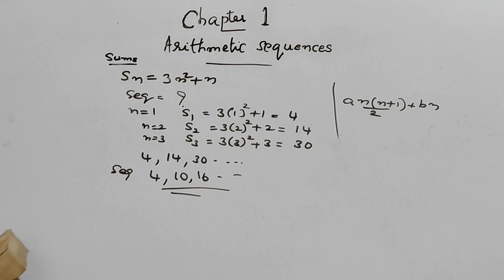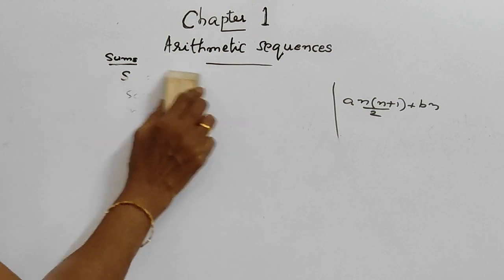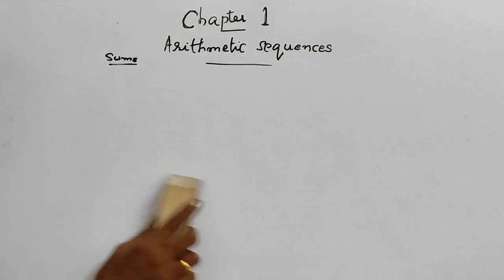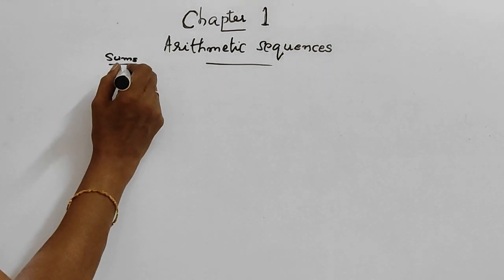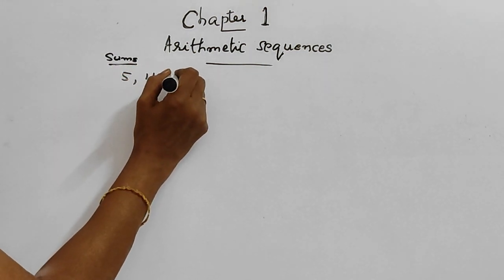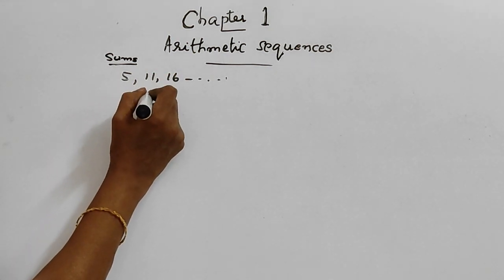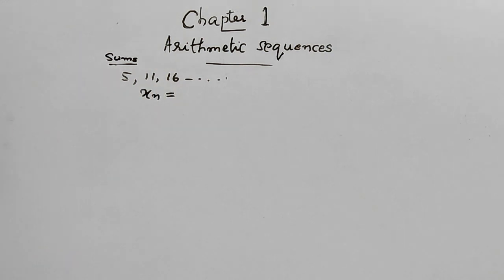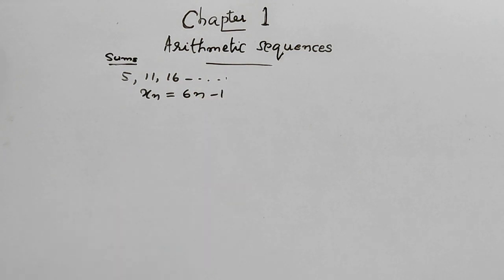Now consider another example. Consider the sequence 5, 11, 16, and so on. Here we know the xn. Xn is equal to how much? Here the common difference is 6, so xn is 6n minus 1. Or you can apply dn plus f minus d, and you will get 6n minus 1.